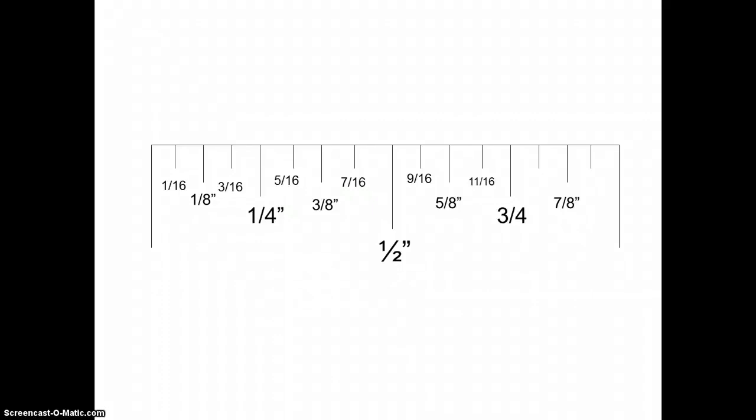12/16 actually reduces to 3/4. 13/16 is the 13th line over. 14/16 is actually reduced to 7/8. And 15/16 is the last smallest line you see. And the next line would be 16 over 16, which would be your next whole. So that would equal 1.